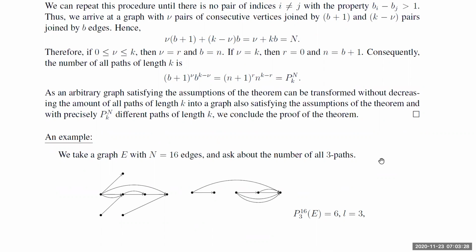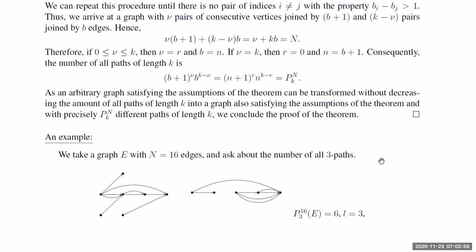Let's see what happens in an example. It was not so easy to devise this example because I wanted an example in which all moves that we are doing in the theorem are somehow non-trivial. I wanted to make it as small as possible to make my life easier, but the simplest graph I could come up with, together with my PhD student Mariusz, had 16 edges, and we were considering paths of length 3.